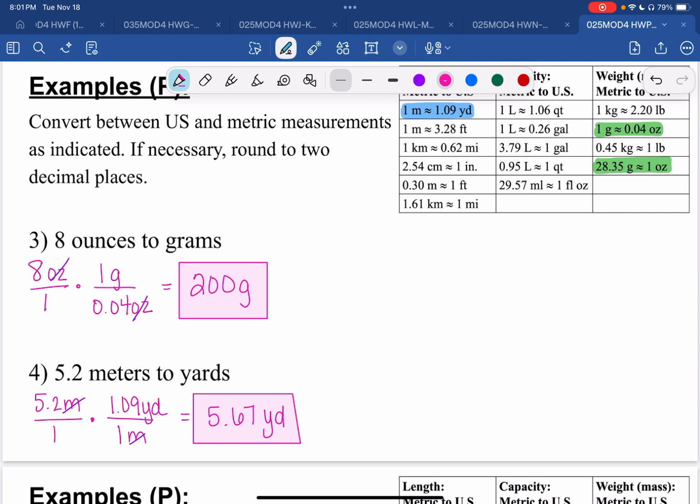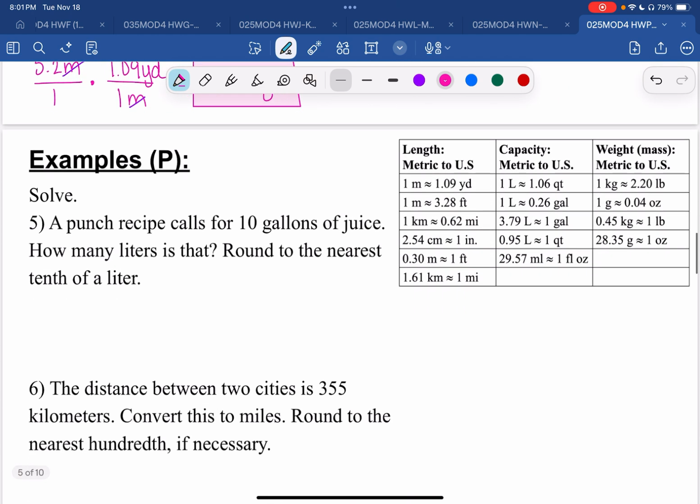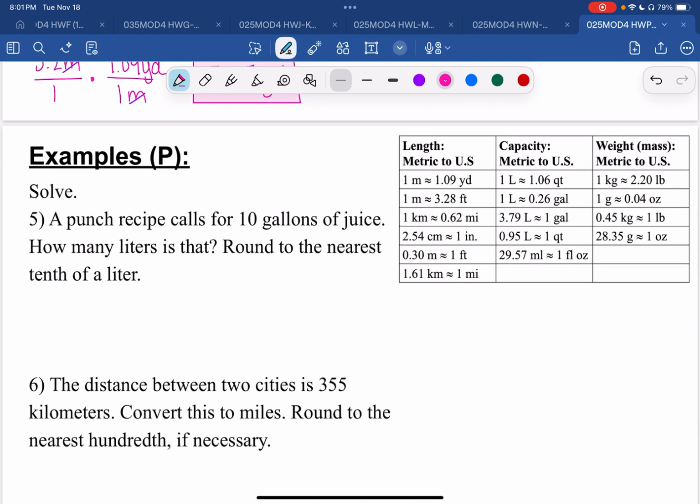Okay, let's do a couple more like this. A punch recipe calls for 10 gallons of juice. How many liters is that? I'm going to start off with 10 gallons over 1, and I need to convert that to liters. So I'm going to go to my table, and I want to find liters and gallons.